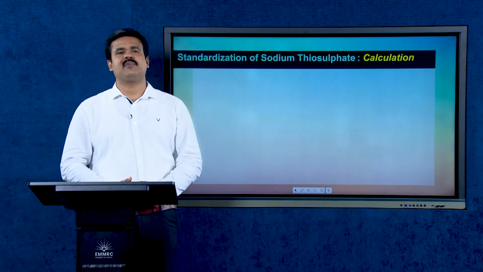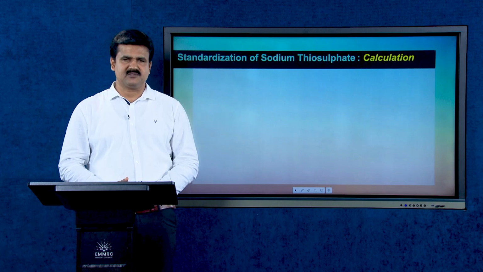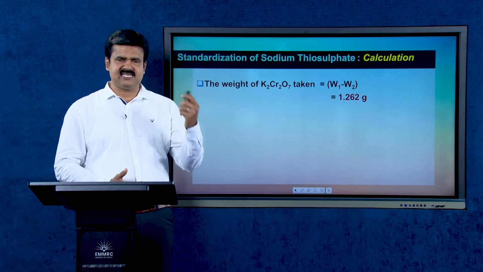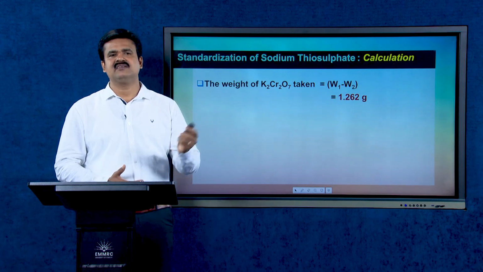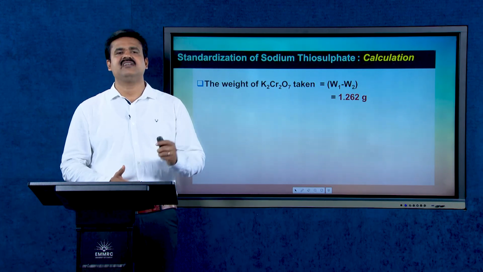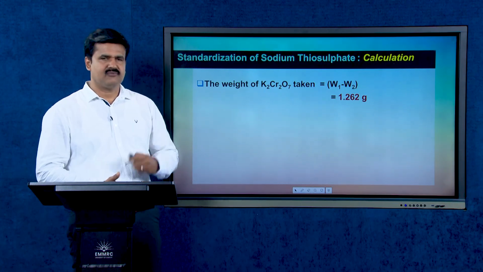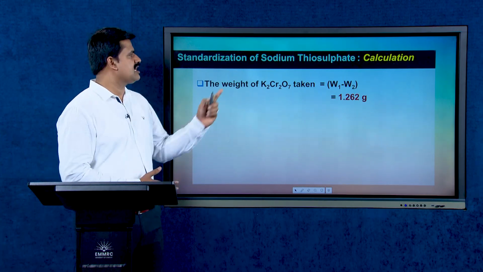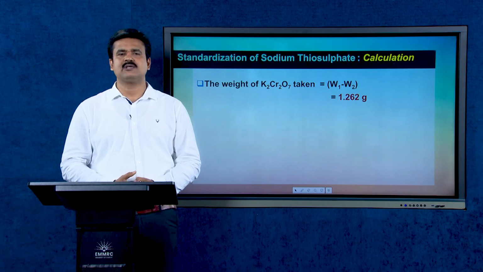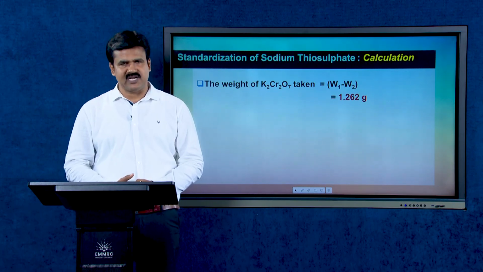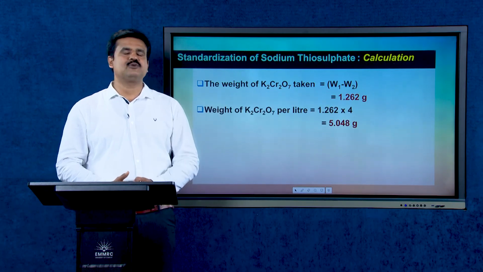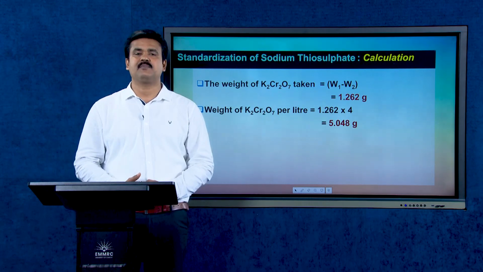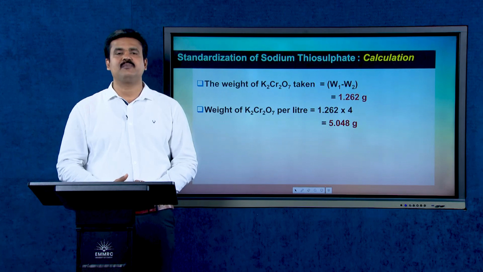The calculation part of standardization of sodium thiosulfate. We have performed a titration and we have taken some weights and all these values are tabulated and we have to perform the calculation. For this, the weight of K2Cr2O7 taken equals W1 minus W2, that is equal to 1.262 gram. Weight of K2Cr2O7 per liter will be equal to 1.262 multiplied with 4, that is equal to 5.048 gram.